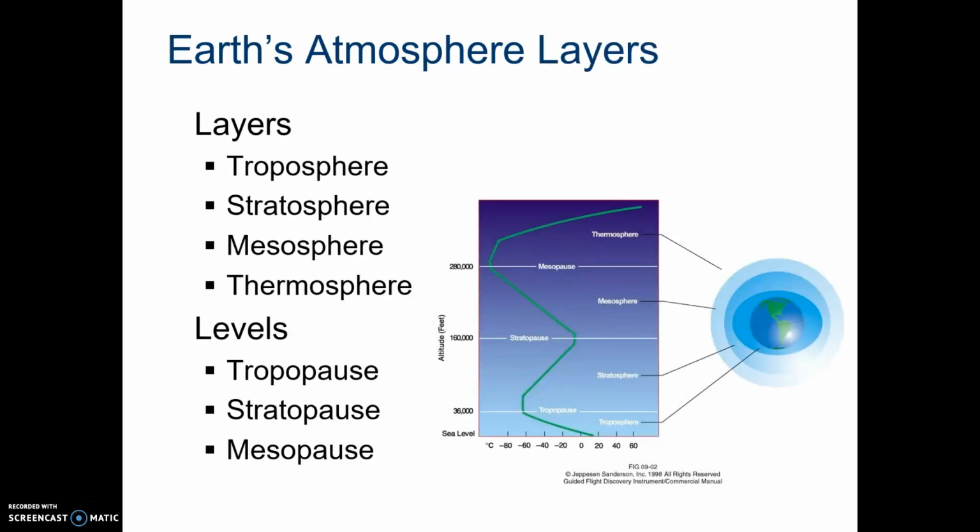There are different layers and levels of the atmosphere. So the layers are the troposphere, then the stratosphere, mesosphere, and thermosphere, as you can see in the diagram over here, on the right side. And the levels are the tropopause on the left side, the stratopause, and then the mesopause, also on the left side, with the layers on the right side.